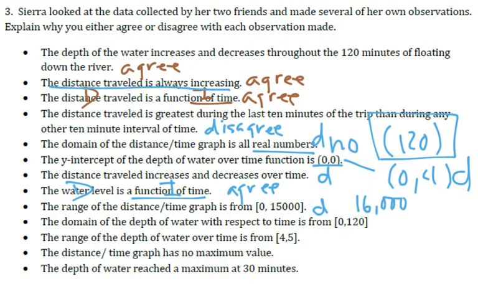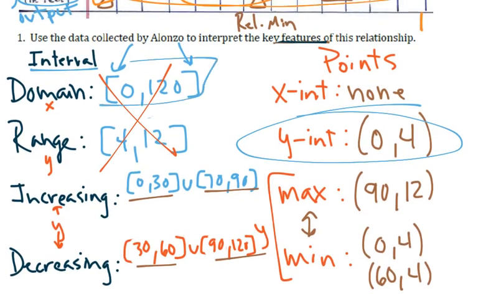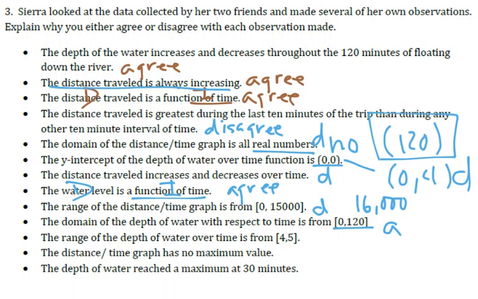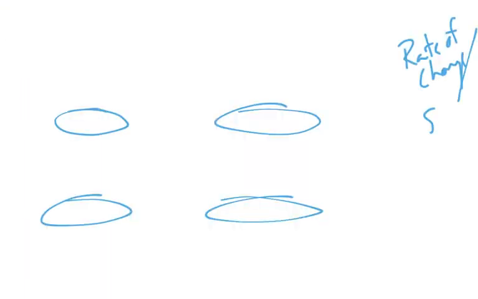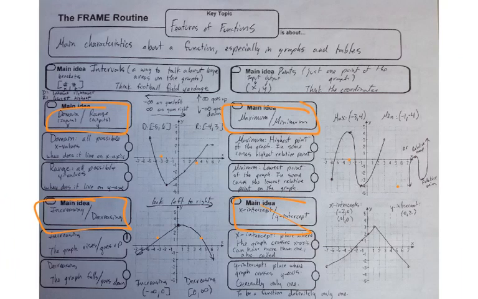The domain of the depth of water with respect to time is from 0 to 120. Agree, right? If we go back here, yep, 0 to 120. And they both were, right? They actually both were in that case. So we agree. The range of the depth of water over time is from 4 to 5. Okay, they're trying to be tricky here on this one. Remember, the range doesn't go from start to finish. So that's what they're trying to get you to think. It goes from the lowest points to the highest. So we would disagree with that one.